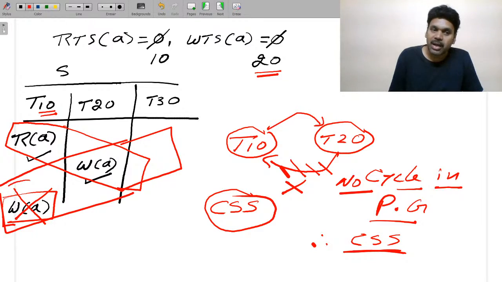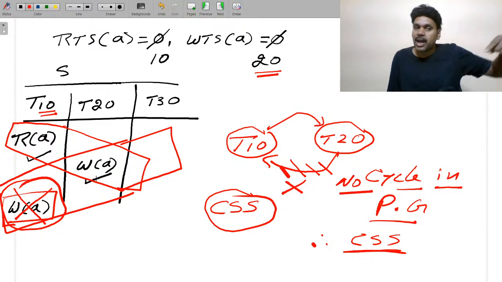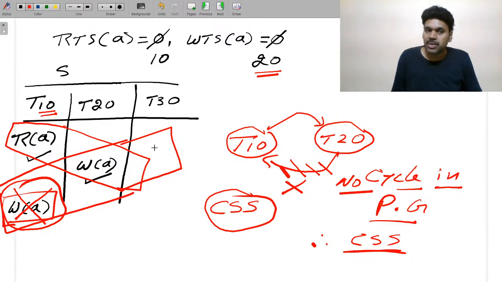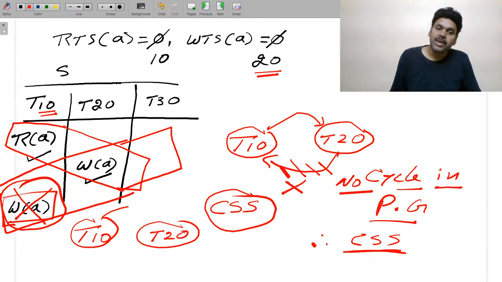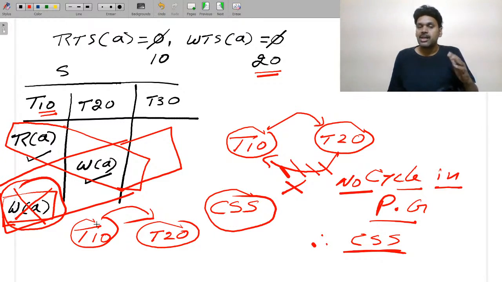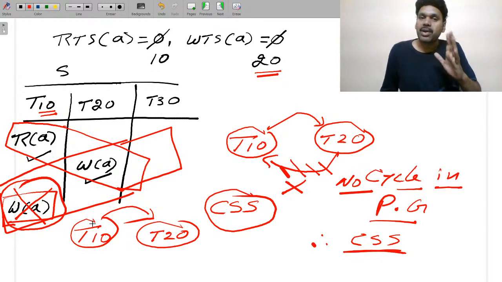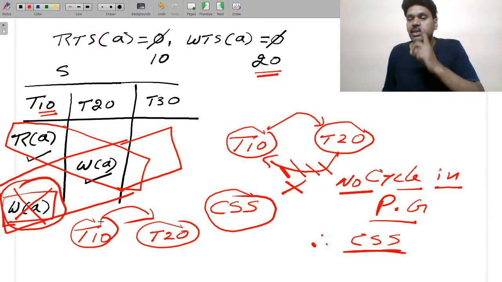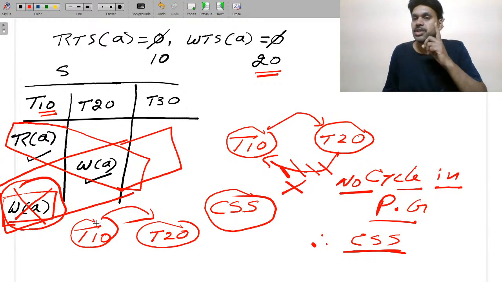It guarantees CSS. Why? Because this edge is not there. As it is not allowed, please see, this W of A is not allowed. Hence, you have only R and W conflict only. Therefore, there is no reverse WW conflict. So your structure, T10 and T20, will fall into only forward conflict. There is no reverse conflict. So what does timestamp ordering guarantee you? It always gives you conflict serializable schedules. Clear?